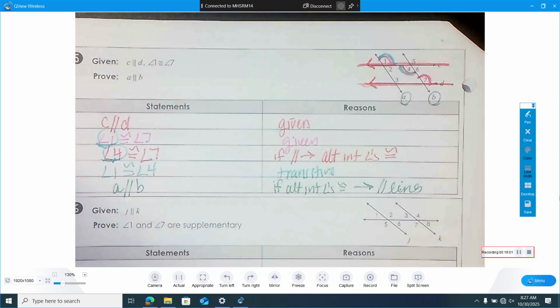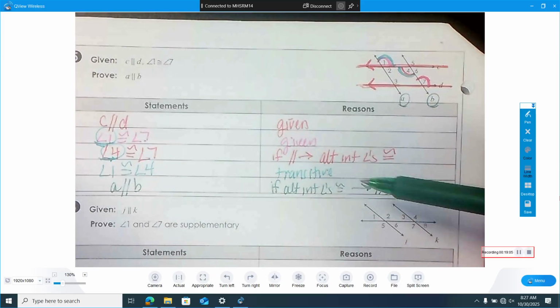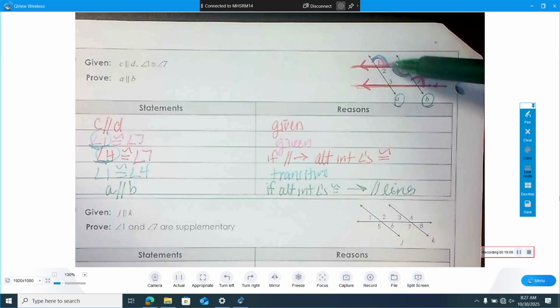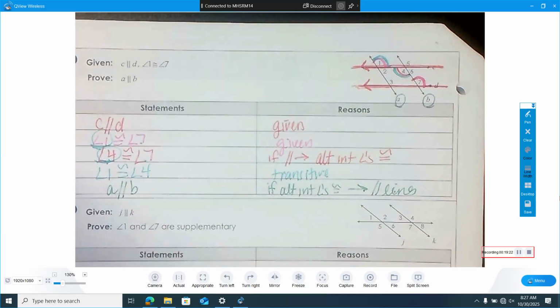Okay, cool. And again, this is not how she did it, okay? This is not the only way to do this. I went right to corresponding angles. 1 and 3 are corresponding angles, and it would have been basically the same thing. Corresponding angles right here, and then transitive, and then parallel lines. So, different ways to do the same thing.